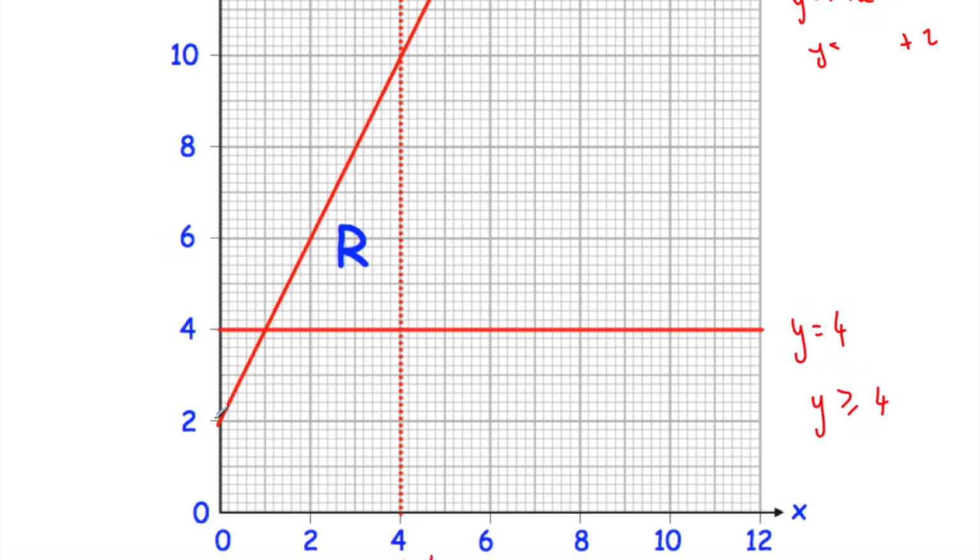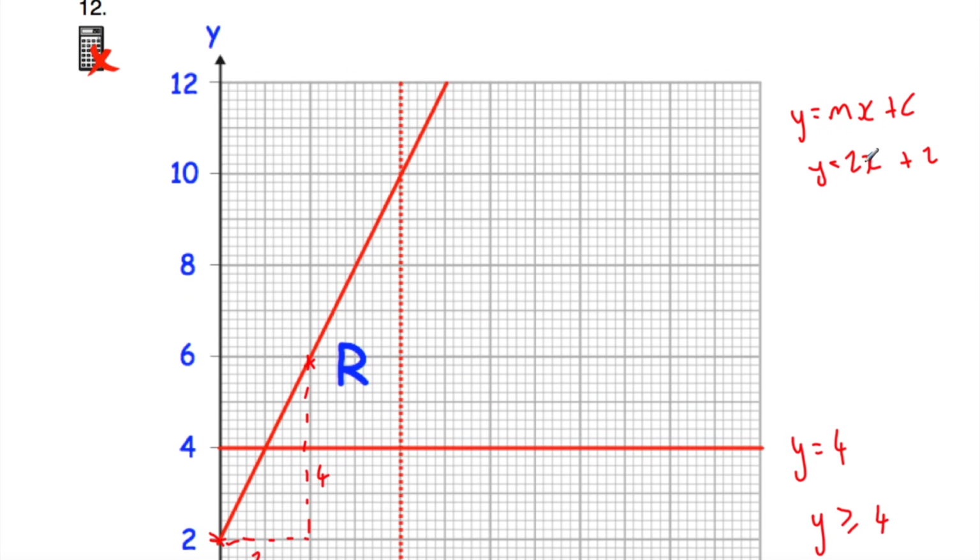So I'm going to choose 2 points on the line. I'm going to choose this point, (0, 2), and this point here, (2, 6). And if we turn that into a little right angle triangle, like so, we're going to do rise over run. The run is 2, the rise is 4, and 4 divided by 2 is equal to 2. So the gradient of that diagonal line is 2. So this equation will be y equals 2x, and then plus 2, because it has a y-intercept of 2.